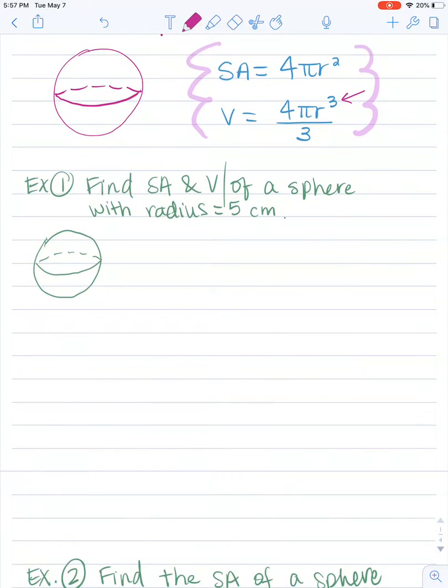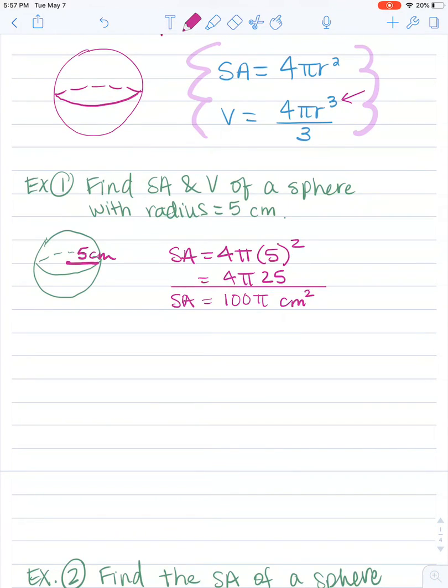Let's do a few examples, make sure we understand that. Okay, first one's really super duper easy, but I'm going to do it anyway. So, find the surface area and volume of a sphere with radius equal to 5 centimeters. You have 5 centimeters right here. Okay, so the surface area, very simple. It's going to be 4 pi and then 5 squared. 5 squared is 25. So you have 4 pi times 25, and 4 times 25 is 100. So surface area of this sphere is 100 pi.